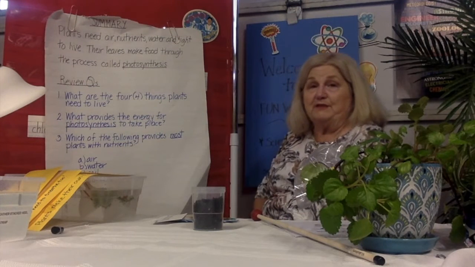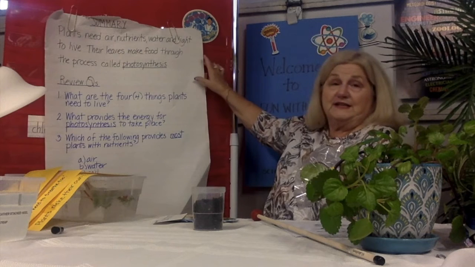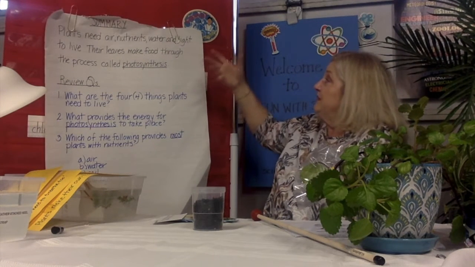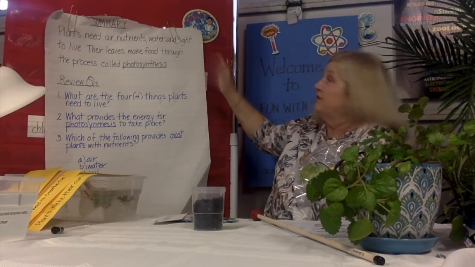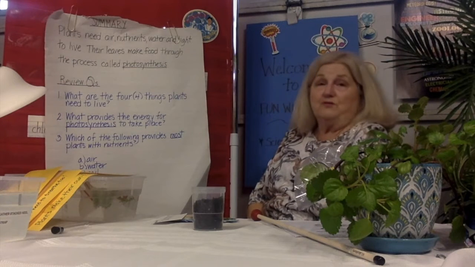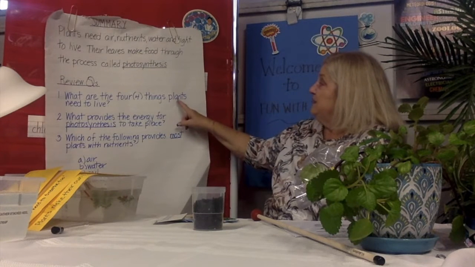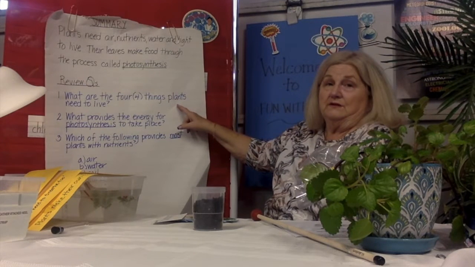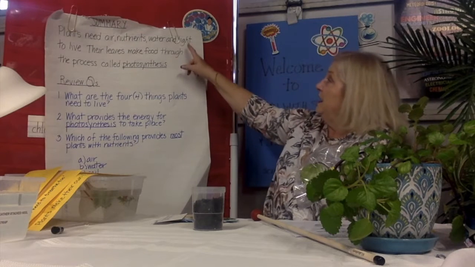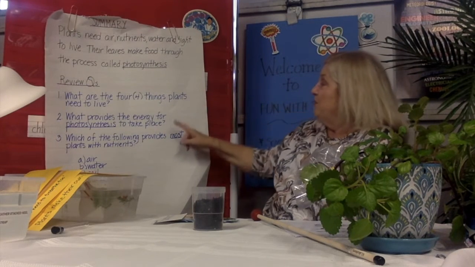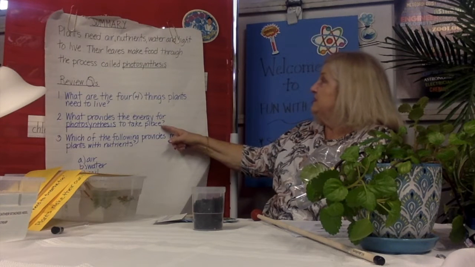All right, let's put this all together, what we did today. Let's summarize about plants. Basically, plants need air, nutrients, water, and light to live. They won't survive if they don't have those four things. Their leaves make food through the process called photosynthesis. What are the four things that plants need to live? I think you said air, nutrients, water, and light. You'd be right.